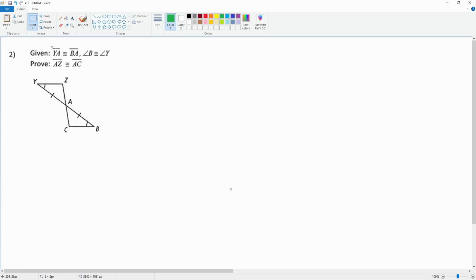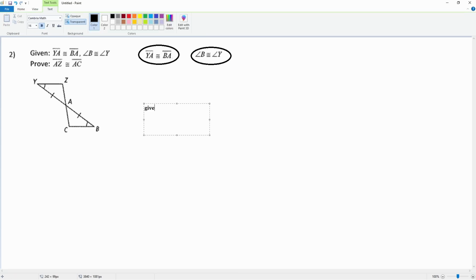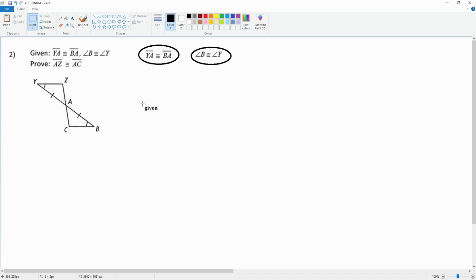Set up our proof. So this is the first bubble. YA is congruent to BA. Angle B is congruent to angle Y. And those are all given. So let's put them in bubbles, and then write the word given next to them. Given. So these were your two givens.